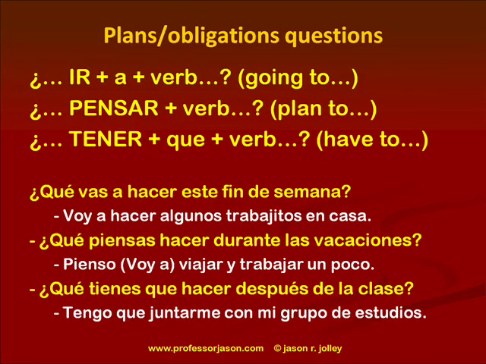And then finally, we did see this in the previous section, but questions regarding plans, obligations, a little bit about the future, using the forms ir plus a plus the verb to say what somebody's going to do or ask what somebody's going to do, pensar plus a verb, what somebody plans or intends to do, or tener que plus a verb, to say what somebody has to or what people have to do.